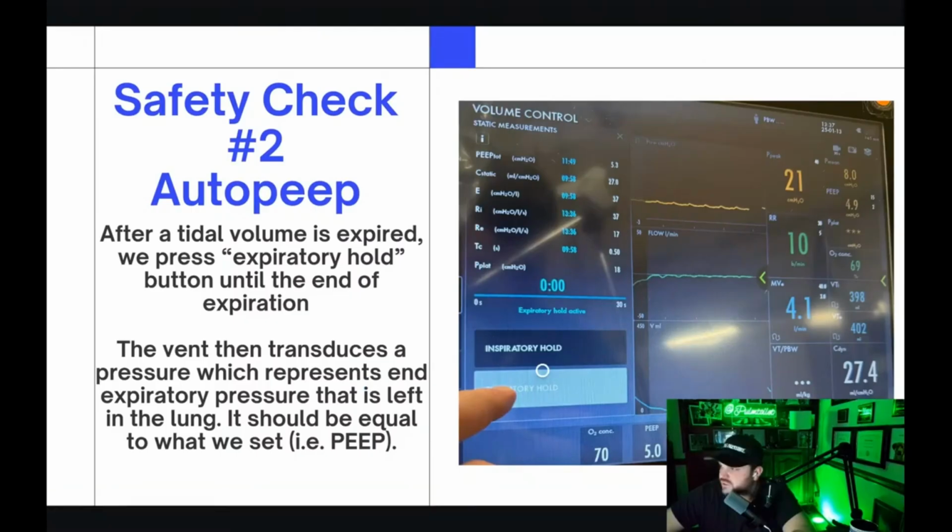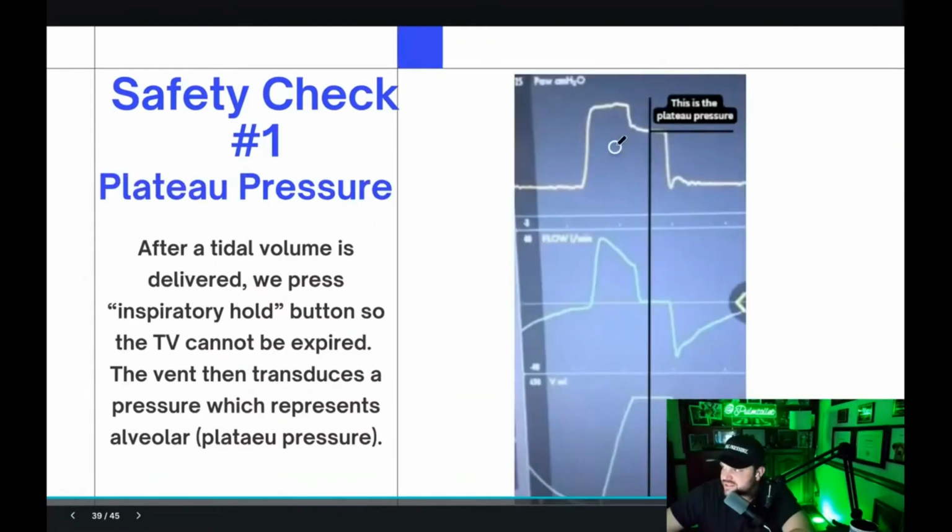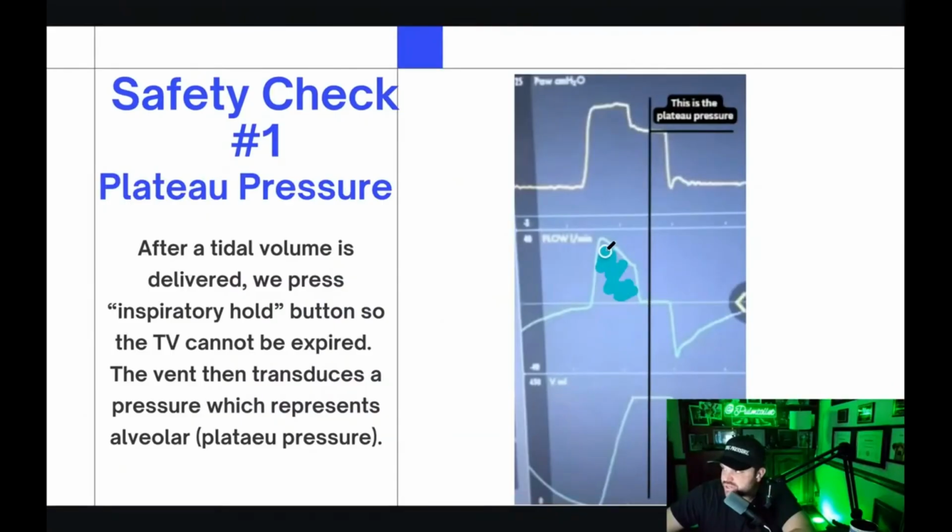So for plateau pressure, we're going to press the inspiratory hold button. We're going to press this thing. It's going to boop, right? And then what you're going to see is it's going to hold the flow after the total volume goes in. The flow is going to be held at 0. The vent is going to sense the pressure in the circuit. The pressure in the circuit is a surrogate for the alveolar pressure downstream. Is it perfect? No. Is it what we have? Yes. So you're going to press the inspiratory hold button.